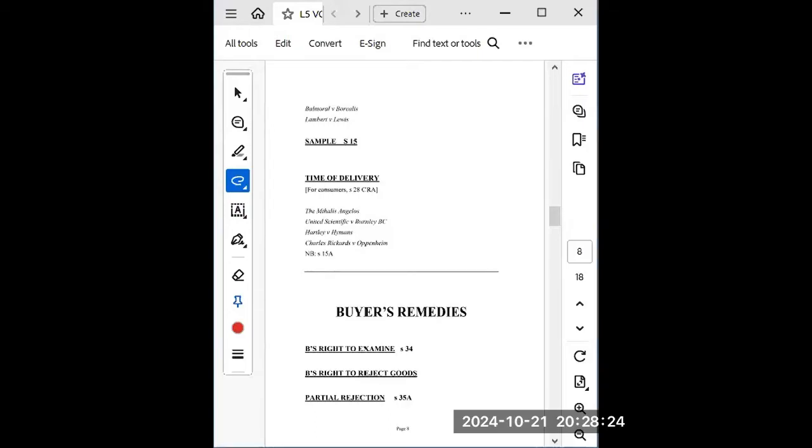You see, in Kendall, the House of Lords focused on the usual or normal purpose for which goods are required. That's why the majority of the House of Lords said the groundnut extract was satisfactory, because it was fit for the most common purpose, in other words, to make animal feed.